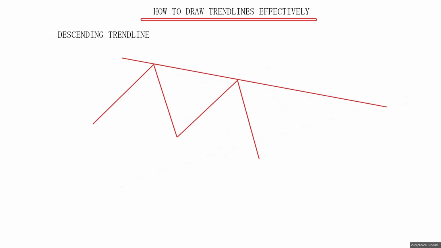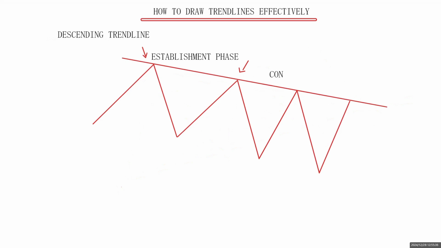Okay, and like we said, the first two touches are known as the establishment phase. For the descending trend line, we must have two peaks. This is the first peak right here, and this is the second peak right here. They are the ones that establish the trend, while the next one is known as the confirmation. It could be the third, fourth, fifth, sixth, all known as the confirmation phase. Let's go ahead and write that out. Confirmation phase.